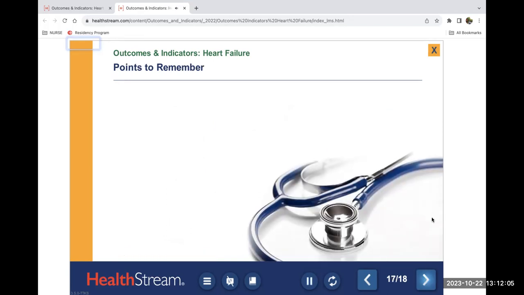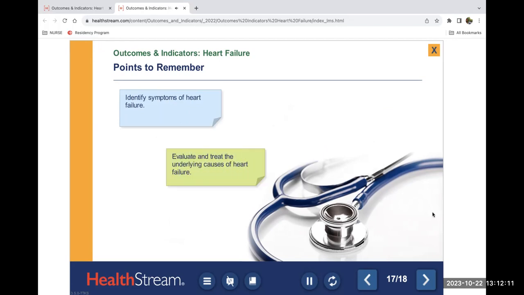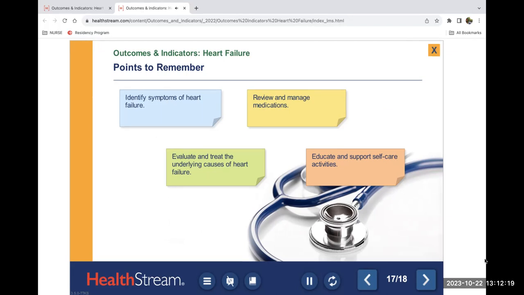In review, treating heart failure involves, first, identifying the symptoms; second, evaluating and treating the underlying causes of heart failure; third, reviewing and managing medications; and fourth, educating and supporting self-care activities, which includes regular follow-up with a heart failure specialist team.